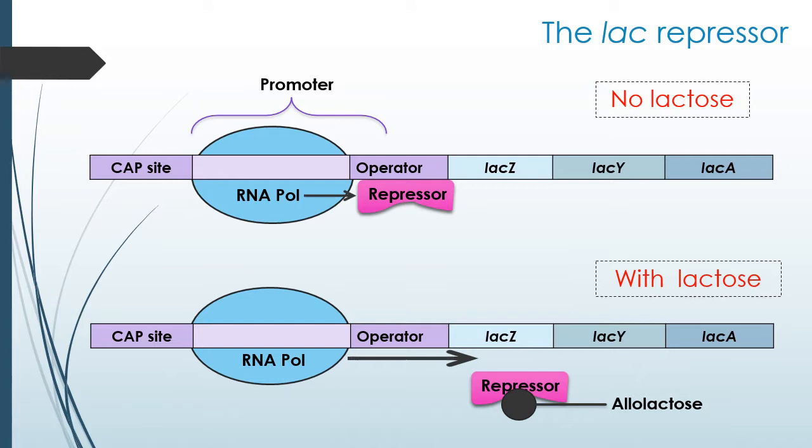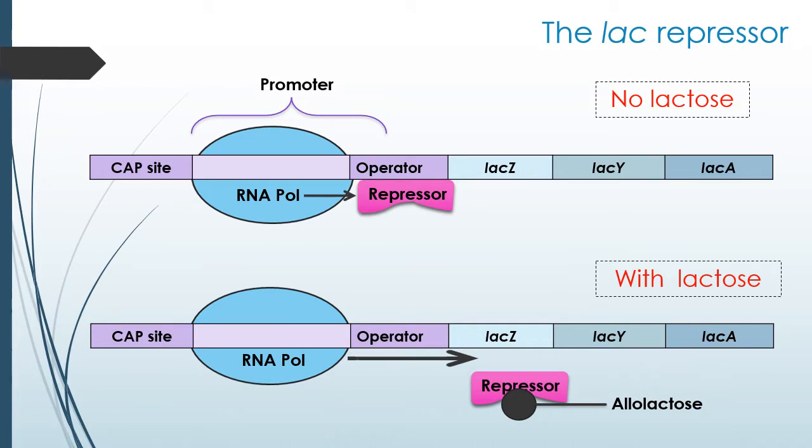This change in the lac repressor is caused by the small molecule allolactose, an isomer or rearranged version of lactose. When lactose is available, some molecules will be converted to allolactose inside the cell. Allolactose binds to the lac repressor and makes it change shape so it can no longer bind DNA. It is an example of an inducer, a small molecule that triggers expression of a gene or operon.